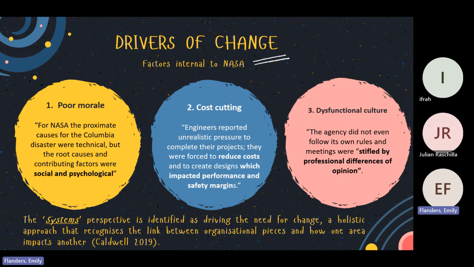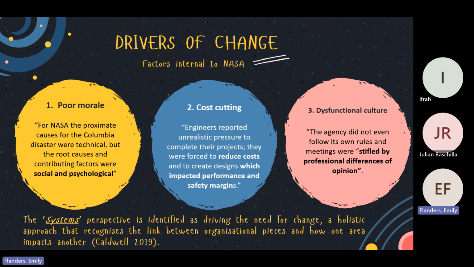The three drivers for change evident in the case include poor morale, cost-cutting, and dysfunctional culture. All three drivers of change are identified as internal drivers, the first being poor morale, which quickly becomes apparent in the case study. An example of this is highlighted when discussing the findings of the CAIB, outlining that the root causes and contributing factors were social and psychological. These issues can have an immediate and obvious impact on workplace morale.